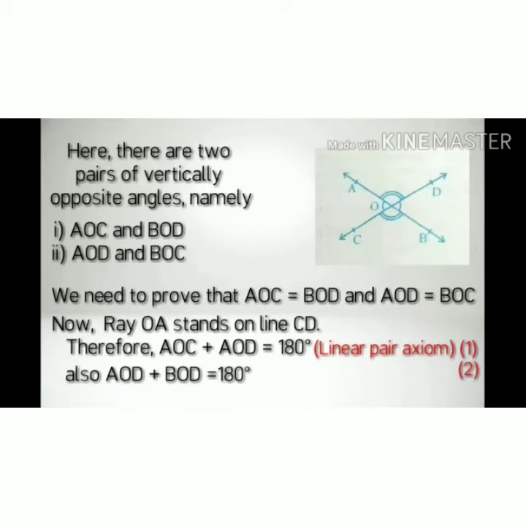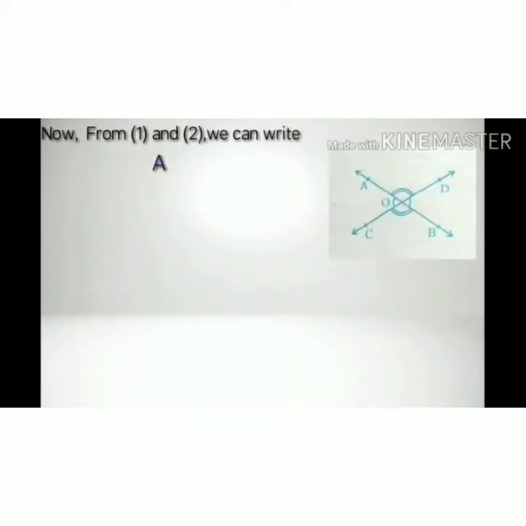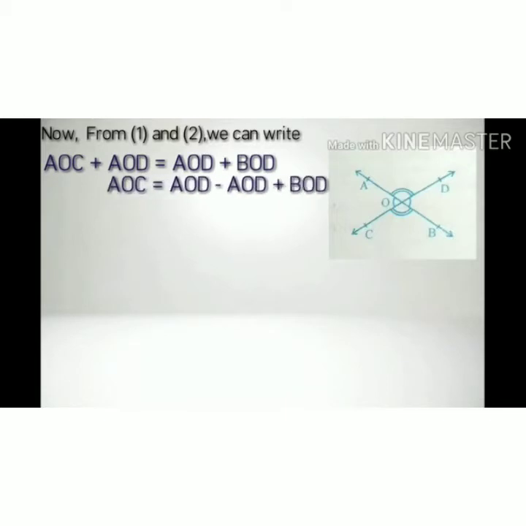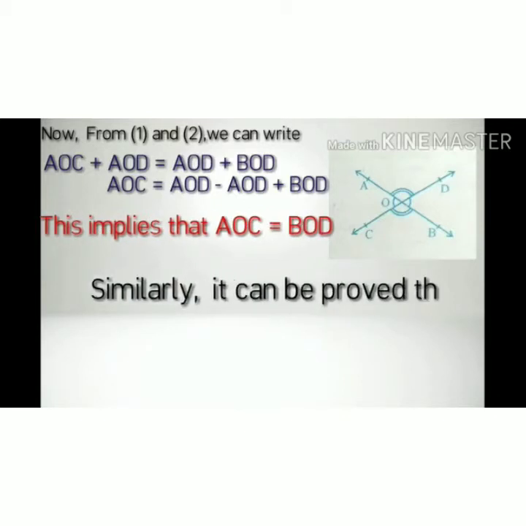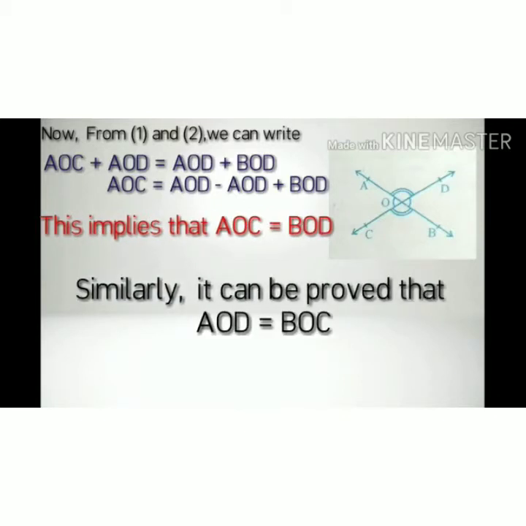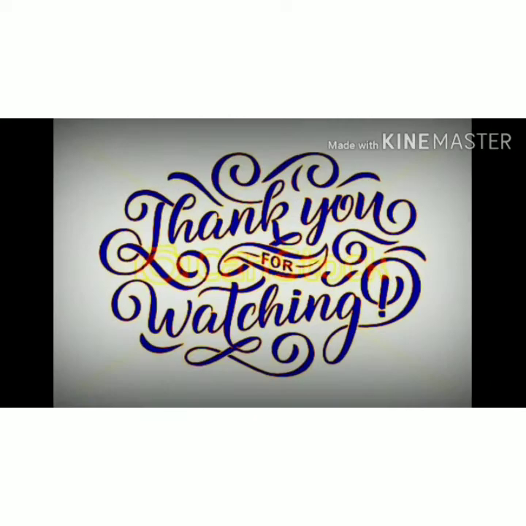So here ray OA stands on line CD. So AOC plus AOD equals 180 by linear pair axiom. This is our equation number 1, and equation number 2 is AOD plus BOD equals 180 degrees. Now, joining equations 1 and 2, we can write that AOC plus AOD equals AOD plus BOD, and thus AOD and AOD get cancelled, so AOC equals BOD. Similarly, we can prove that AOD equals BOC.